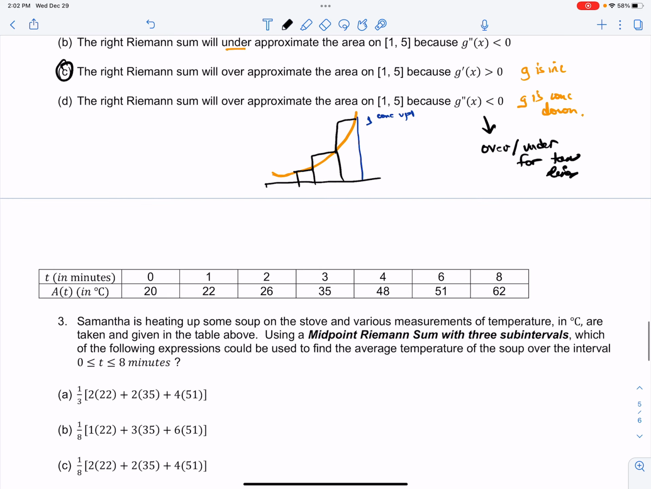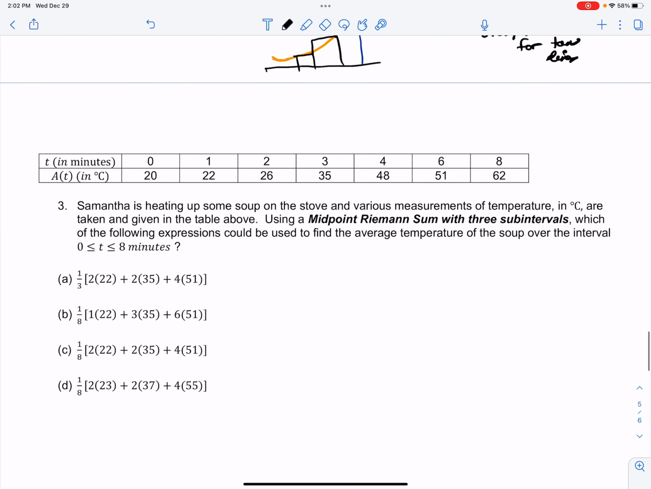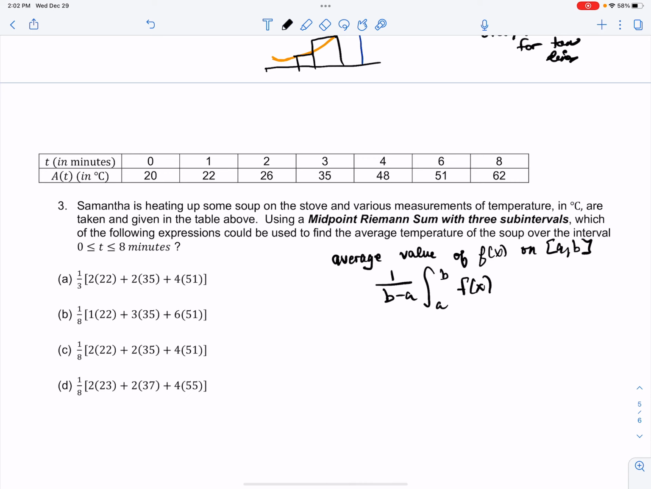And then finally, I'm going to leave you with 3 and 4. I'll leave 4 and 5 for you to do by yourselves. The average value of a function I didn't teach you yet, but I will give you the formula so you could answer the question. And that's 1 over (b minus a) times the definite integral from a to b of f of x dx.